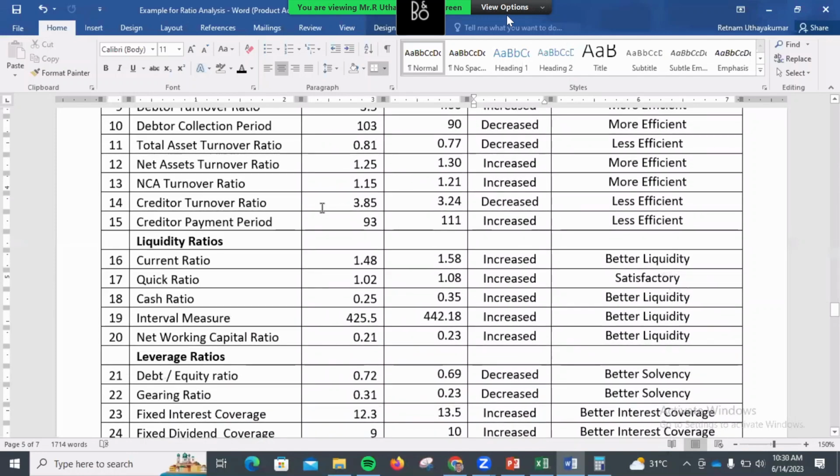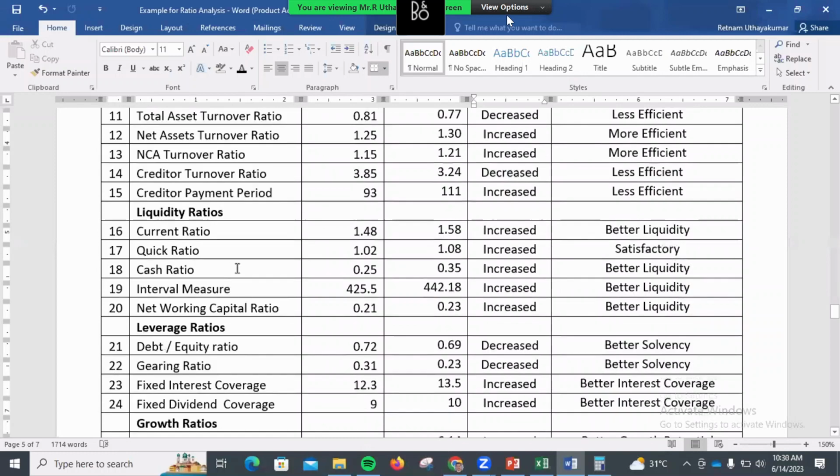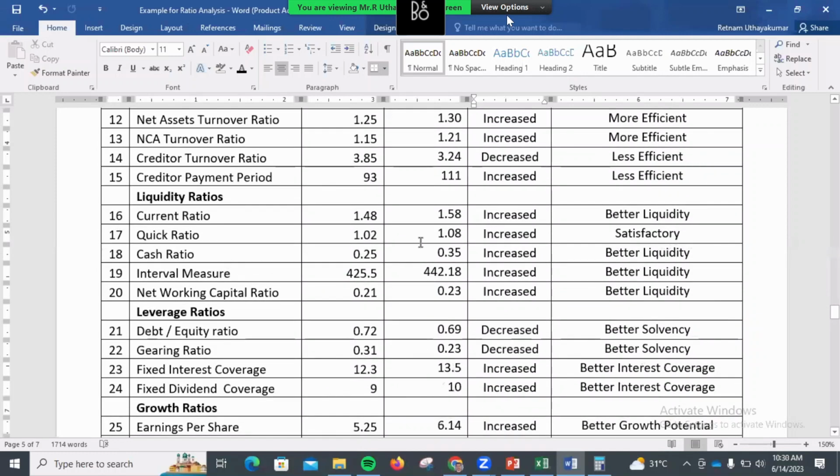Then the liquidity ratios. When you compare, current ratio increased, quick ratio increased, current cash ratio increased, interval measure increased, net working capital increased. So the interpretation is better liquidity. Here you want to pay attention to the current ratio and the quick ratio also.